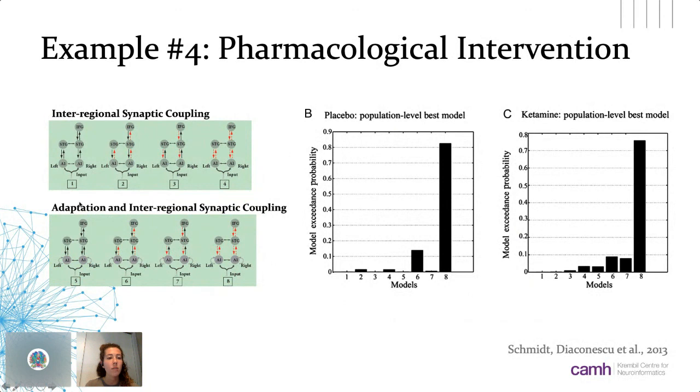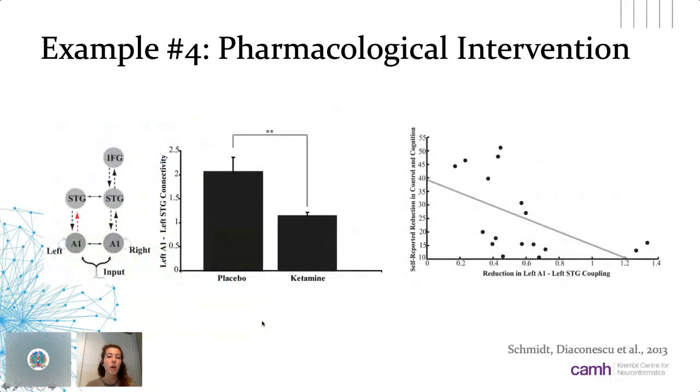So M1, for example, reflects no modulation of connections. M2, just forward connections. And then these bottom models here, M5 to 8, also incorporate local adaptation in the A1, similar to some of the previous studies. And it was found for both the placebo group and ketamine group that model 8 was the best model. And then again, using model 8, the authors looked at the connectivity parameter estimates, comparing the placebo and ketamine conditions.